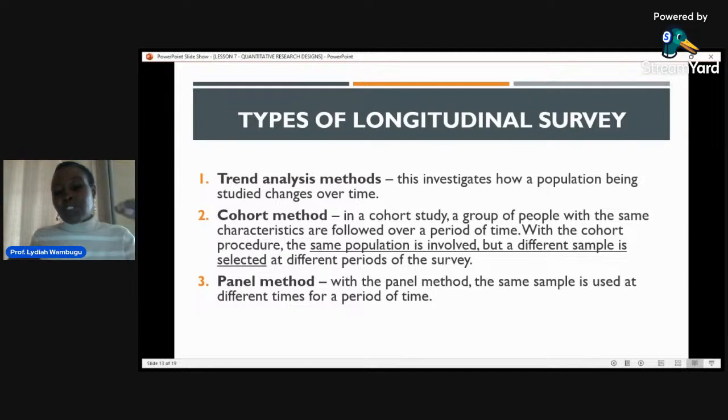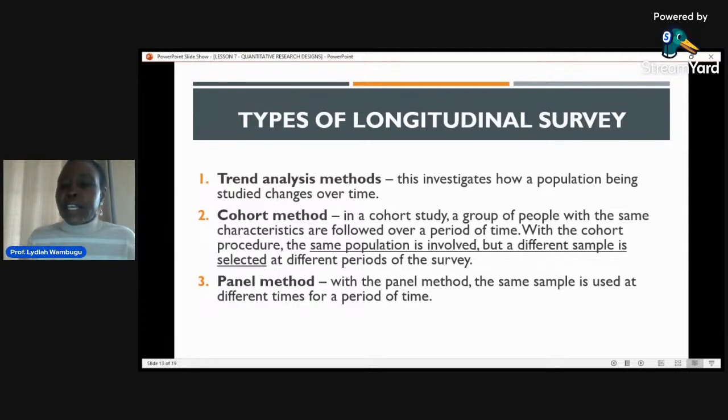So remember the first one, you are looking at how this population is changing. So those who come in 2023, 2024, 2024, 2025 academic year, 2025, 2026, maybe you'd go on studying for the next 5 years. But with the cohort, the people who have the same or similar characteristics are studied over time. So the group that came in 2023, 2024, you keep picking a sample at different times so that you can study whatever you wanted to study.